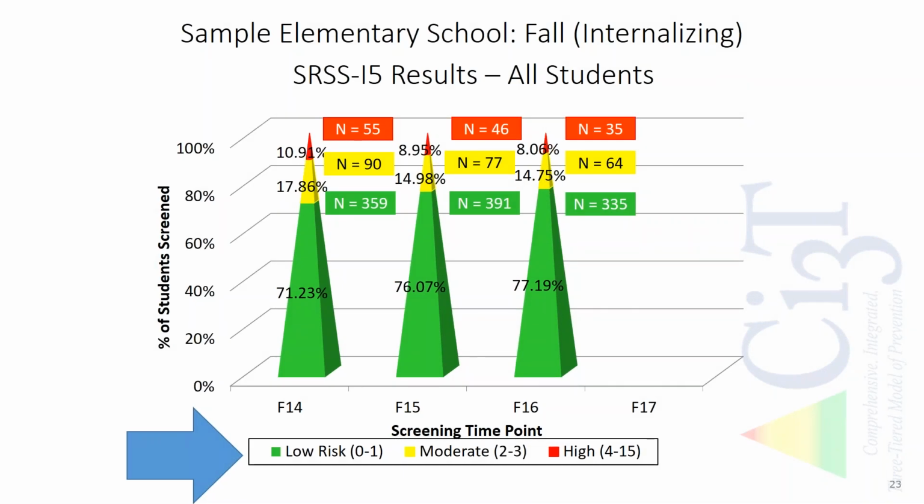Here's the same school and looking at their internalizing issues. So again, green bars are getting larger, and the percentage of kids in the yellow is getting smaller, as is the percentage of kids scoring in the red range. And again, this allows you to get an objective measure in terms of screening for soft signs of challenging behavior.